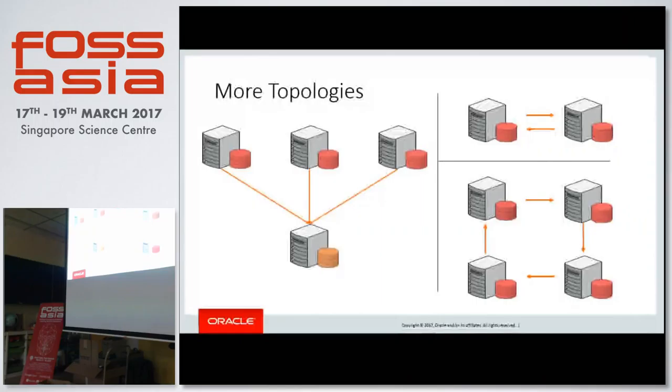So, I think it's group replication. The next one is... this is why group replication comes in. The next one is about circular replication. It means that every one of them is a master and a slave of the other.